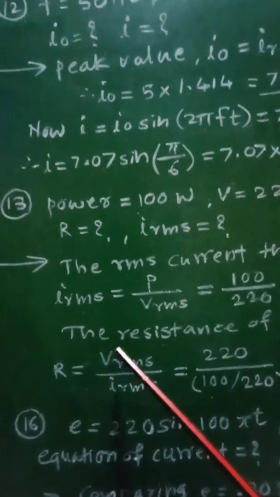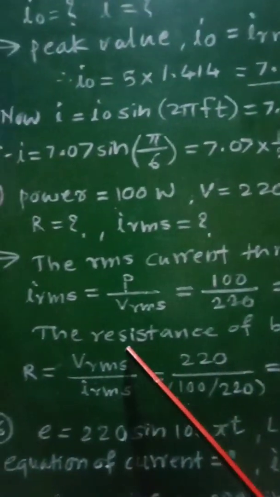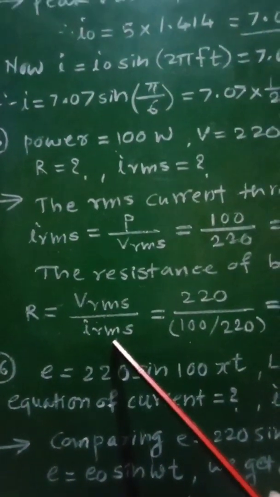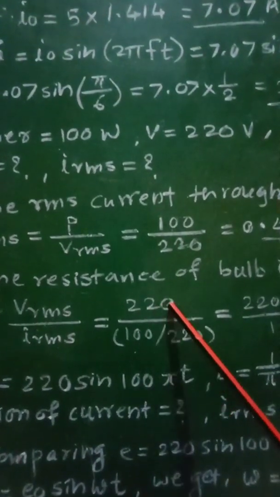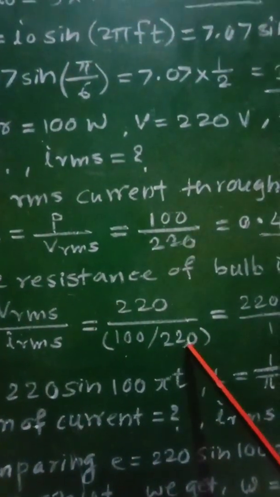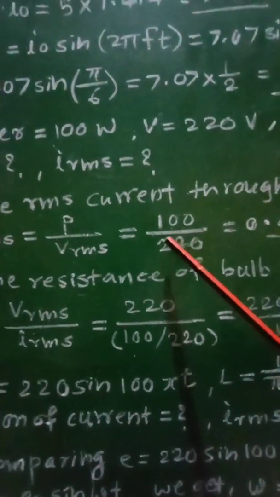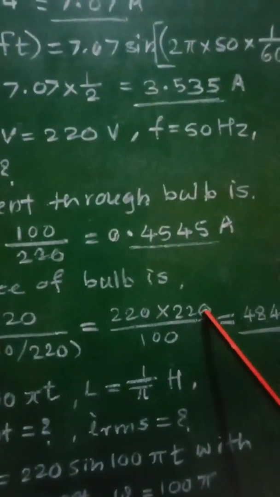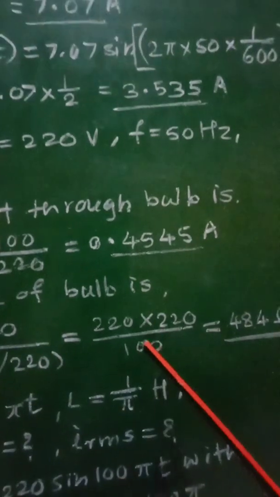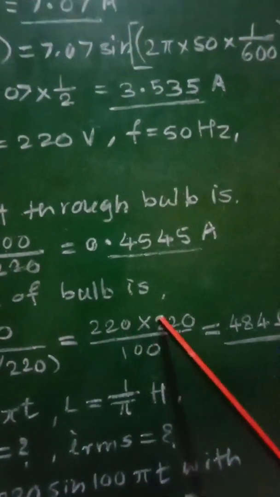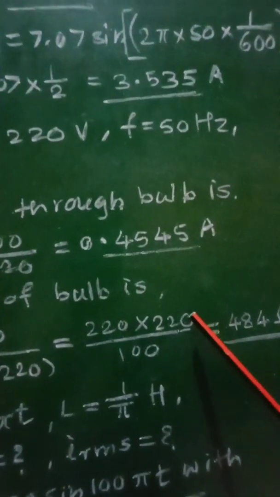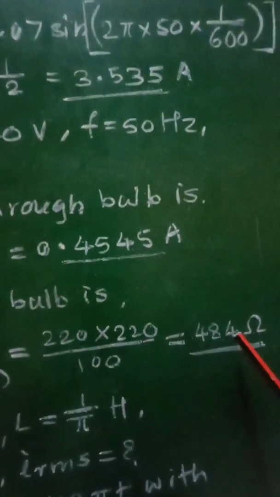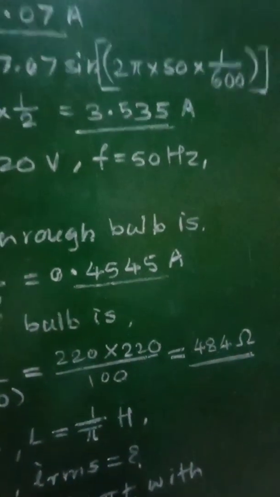Now let us find the resistance of the bulb. The resistance of the bulb will be given by the formula R is equal to V RMS upon I RMS. Putting the values we will get 220 upon 100 upon 220. So this 100 upon 220 is the value of this I RMS. Therefore we can write it as 220 into 220 upon 100. So that we will get here 484 into 10 raised to 2. This 100 will get cancelled with that 10 raised to 2, and we will get 484 ohm. This will be the resistance of that bulb.